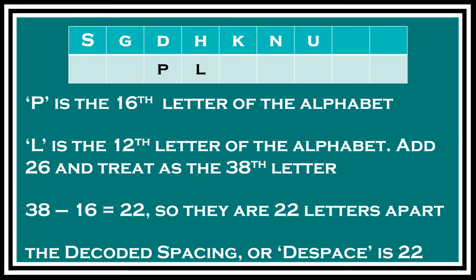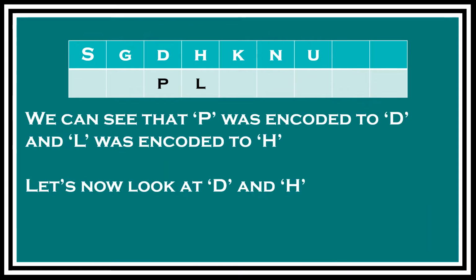So the two letters that we are given of the answer are P and L. P is the 16th letter of the alphabet, L is the 12th letter of the alphabet. However, we want L to apparently come after P, so we're going to add 26 and therefore treat L as the 38th letter of the alphabet. As 38 minus 16 is 22, the two letters are 22 apart in the alphabet, and that means our decoded spacing, our D space value, is 22.